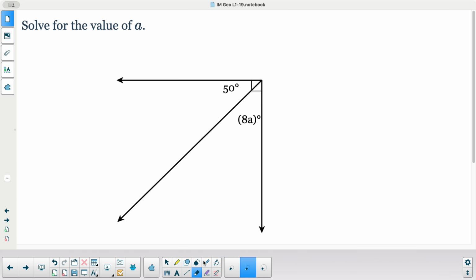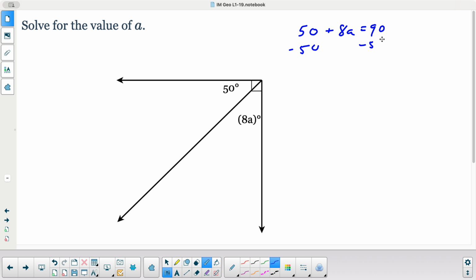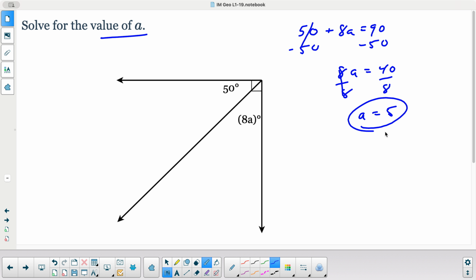Now we got a little algebra here. Same thing that we did before, it's just we got a little bit more work to do. So 50 plus 8A is going to be my equation, and now I minus 50 from both sides, and I get 8A equals 40. Divide by 8. So a little bit more algebra here, and we get A equals 5. Now, this just says find the value of A, so we're done.